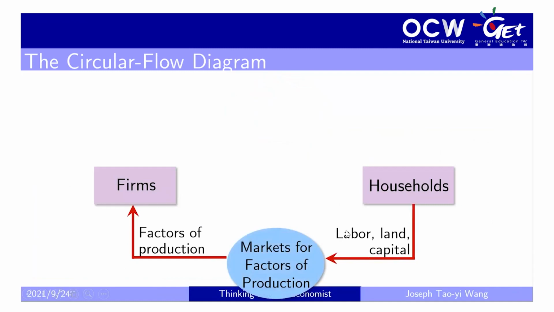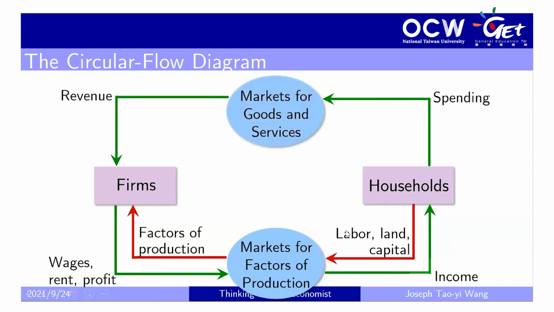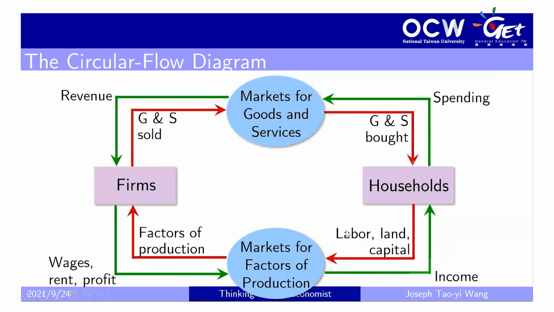All right, so now you can see how this works. In the market for factors of production, households provide labor, land, capital, and all these things. Those are sold or rented to the firms. And of course, the firms pay wages, rent, and profit, and these become the income of households. On the other side, you have the markets for goods and services, where the households spend, buying these goods and services. These become the revenue of the firms. And of course, these goods and services are sold by the firms to the households.